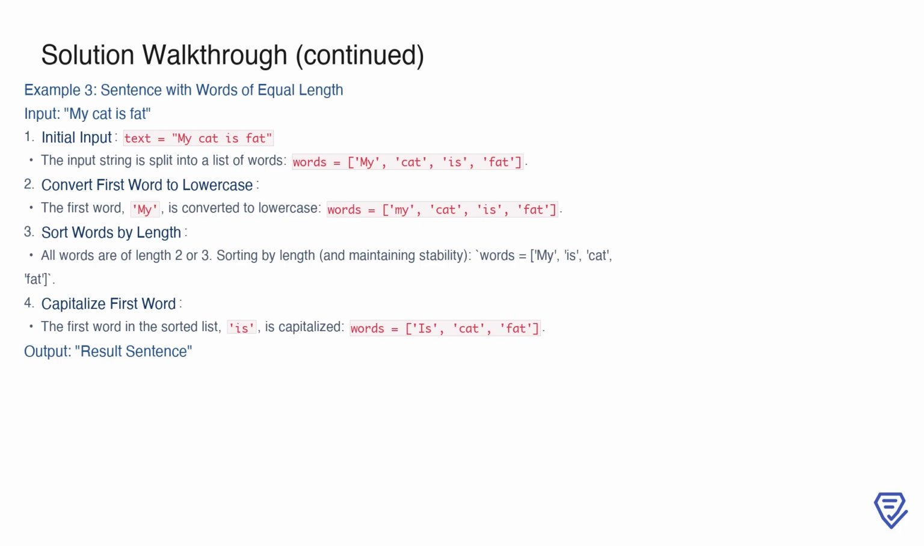Next, we sort the words by their length. Since all words are either 2 or 3 characters long, the sorting process maintains the relative order of words with the same length. After sorting, we get, my, is, cat, fat.